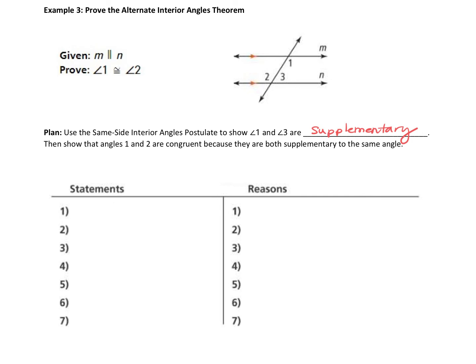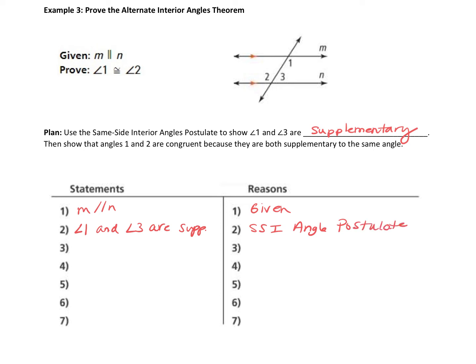Our first statement, we always start with the given information. M is parallel to N. How do we know that's true? That is given. All right, when you have parallel lines cut by a transversal, same side interior angles will be supplementary. So we can identify angle 1 and angle 3 are supplementary. And we know that from the same side interior angle postulate.